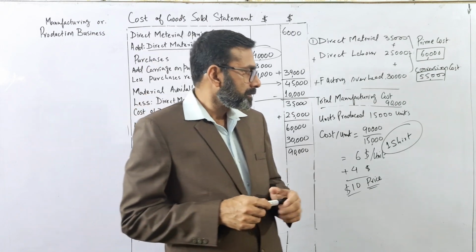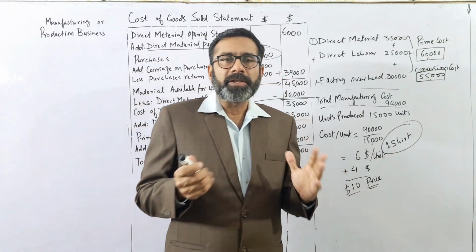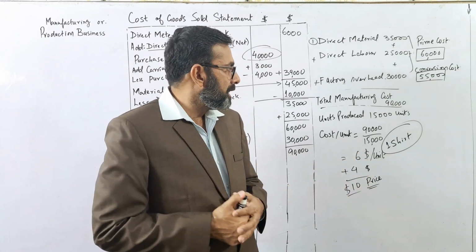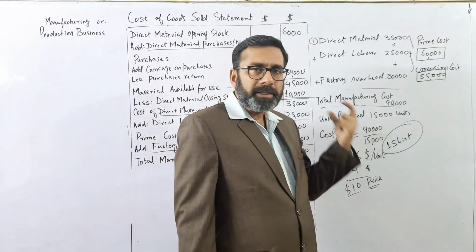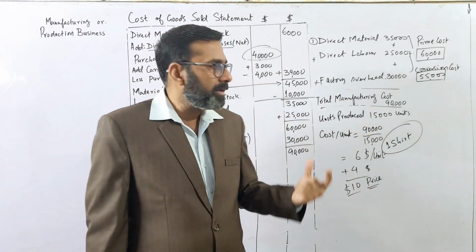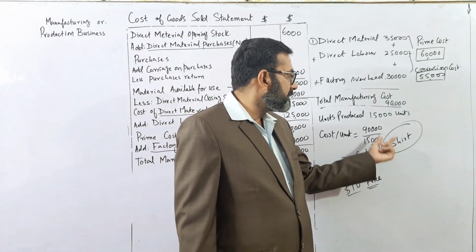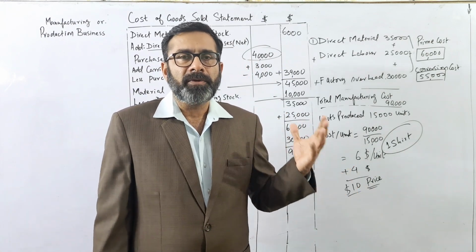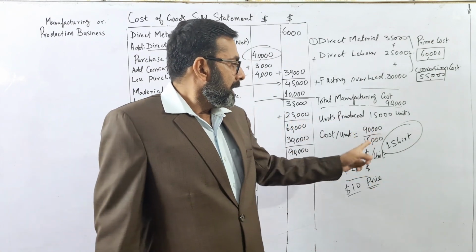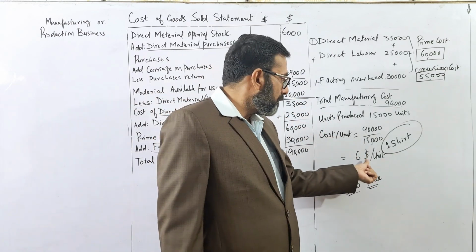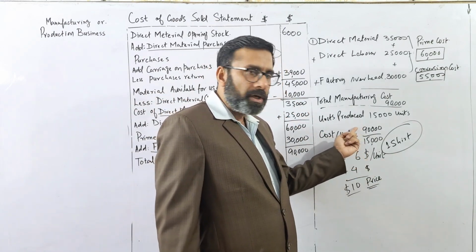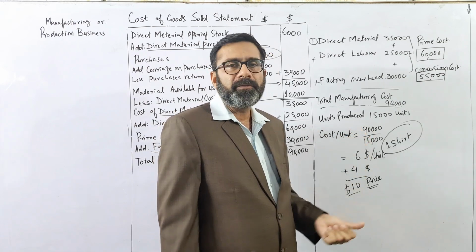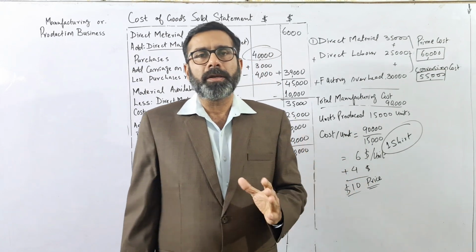So let's say this business has a factory for shirts, like some garment factory. So they have a total 90,000 production cost or manufacturing cost, and they have produced, let's say, 15,000 units. 15,000 units means 15,000 shirts they have produced. So it means the cost for one shirt is how much? The cost per unit will be the total cost divided by the number of units they have produced. So it is how much? 90,000 divided by 15,000. So it is $6 per unit.